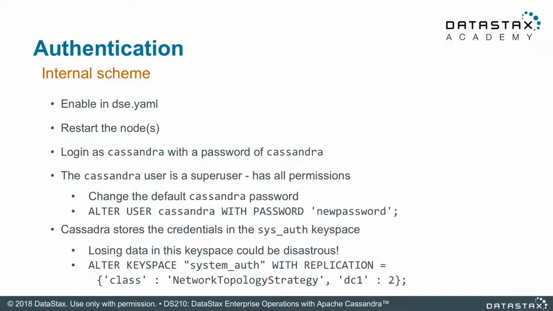To do this, use the ALTER USER command to set a new password for the Cassandra user. The internal authenticator uses Cassandra tables in the system_auth keyspace to share user credentials across the cluster. For this reason, it's important that the replication strategy for this keyspace be configured appropriately for your deployment. An example is shown on the slide. You'll want multiple replicas of these credentials in each data center in your cluster, so that DSE will be able to authenticate users even if you have nodes go down or lose connectivity between data centers.